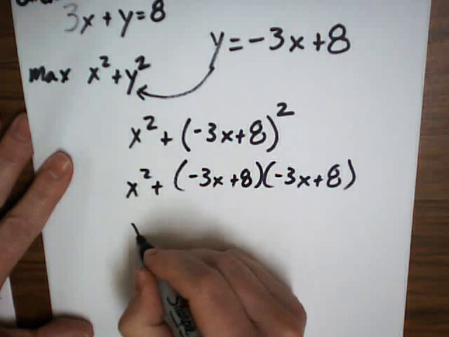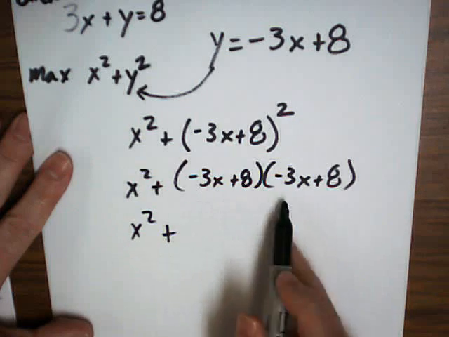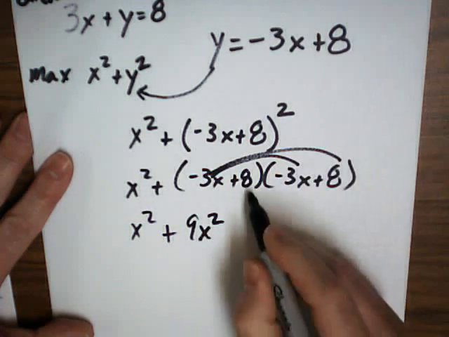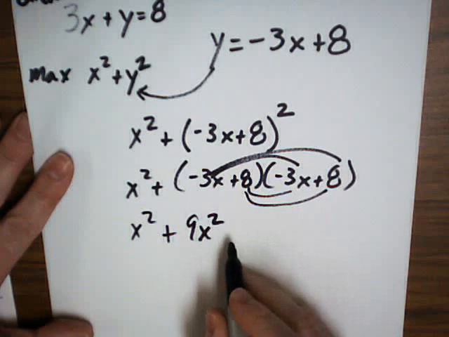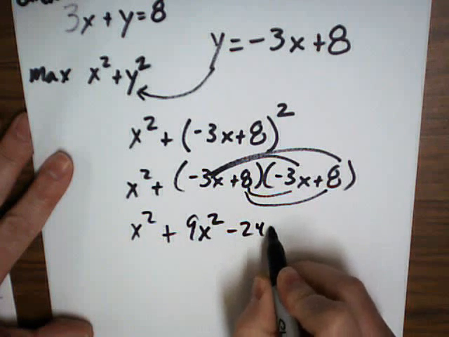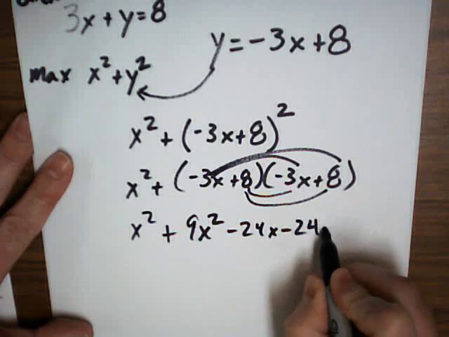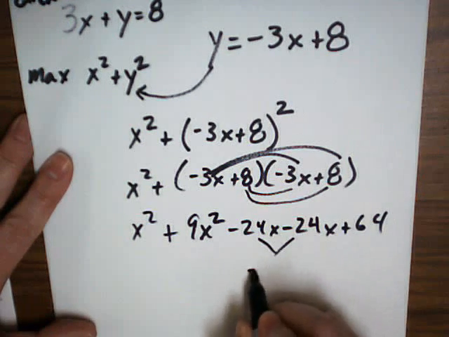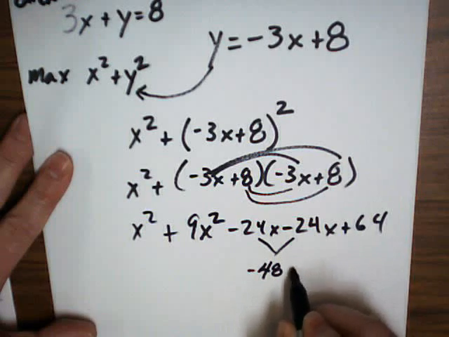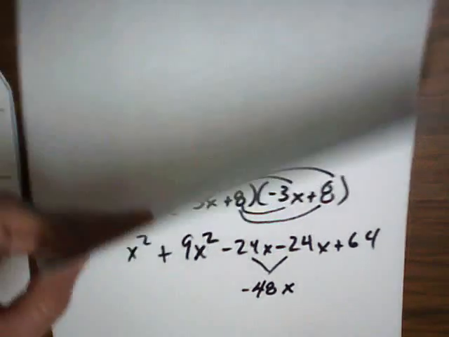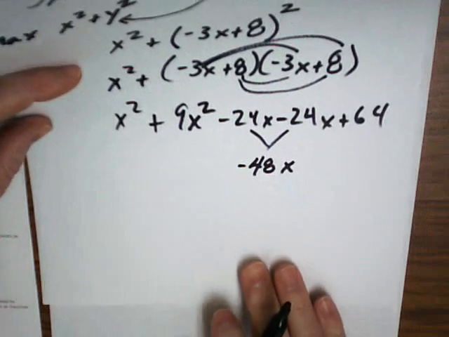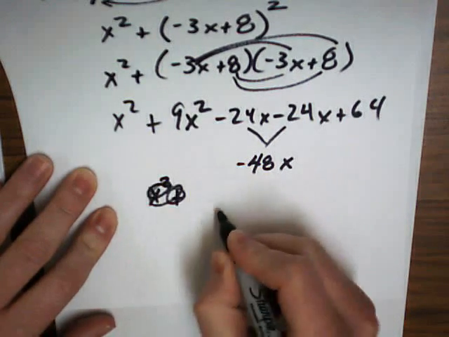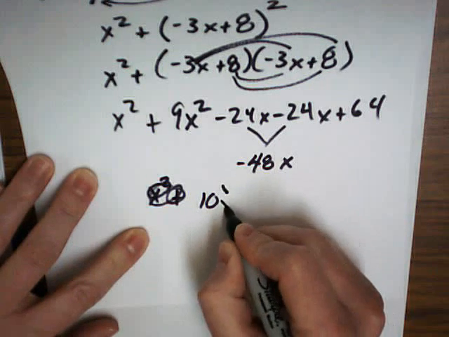So that would be 9x squared. Here you distribute your 3x, you distribute your 8. And then you get negative 24x, positive 64. And those two go together to give you negative 48x. So, x squared plus, oh wait, that's 10x squared.